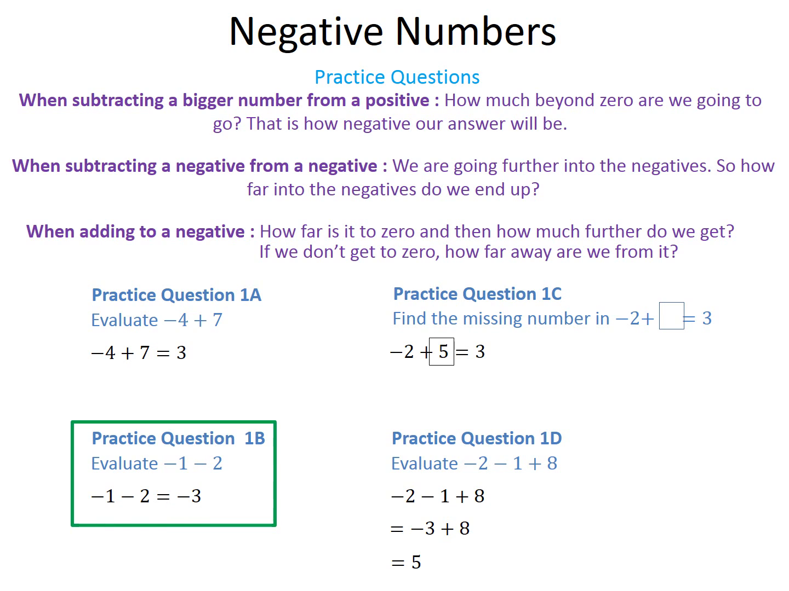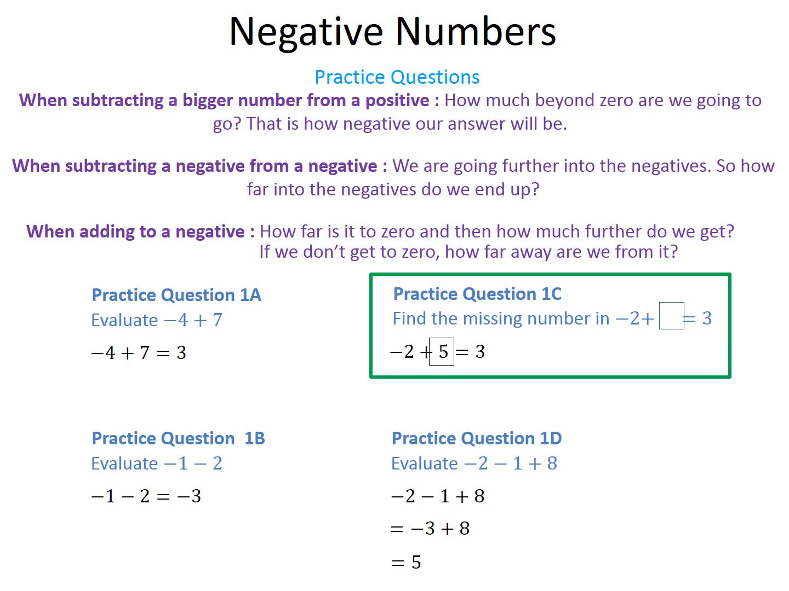With this 1c here, when we write it out and we put our box there and we have to work out what goes inside it, I'm currently at -2. I have to add something to end up at +3, so I'm going to have to go up past 0 and keep going up to +3. So because I'm at -2, that means it takes me 2 to get up to 0, and then I want to get up to 3, so that's another 3. So I go up 2 and then another 3. In total I've gone up 5.